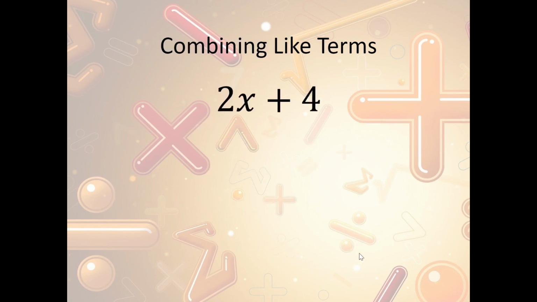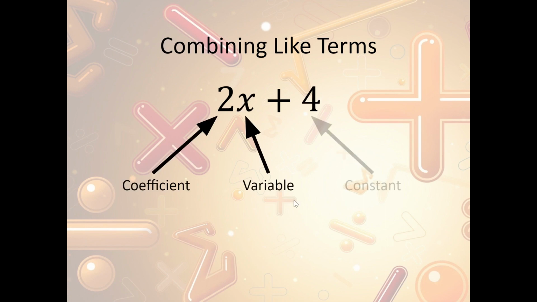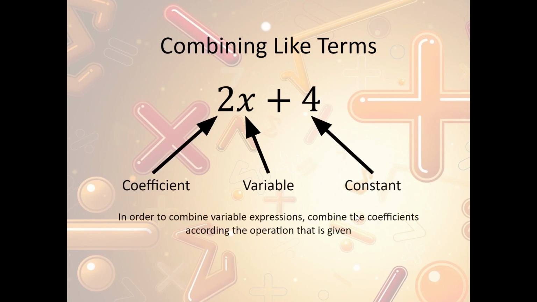Now, how do we combine like terms? The first thing we need to know is, what are the parts of these? The number in front of the variable is called the coefficient. The unknown value, or the letter, is called the variable. And the number that's by itself is considered a constant. So in order to combine variable expressions, we combine the coefficients according to the operation that's given.